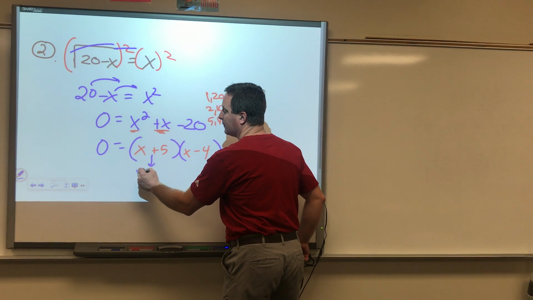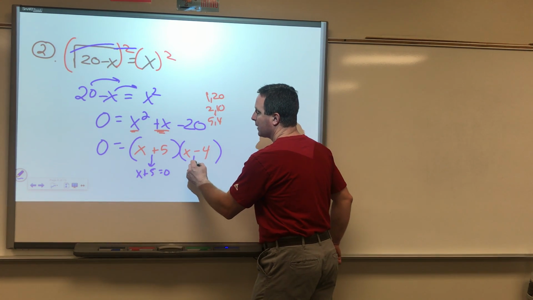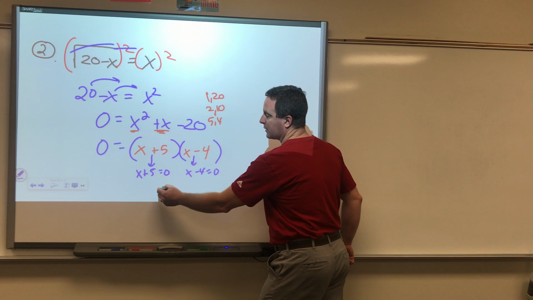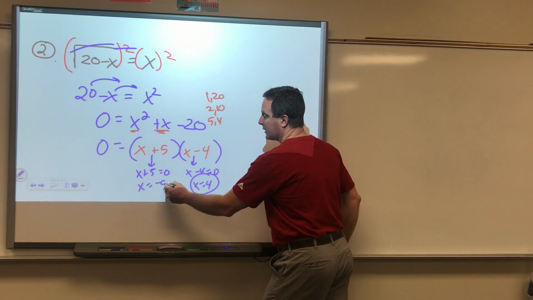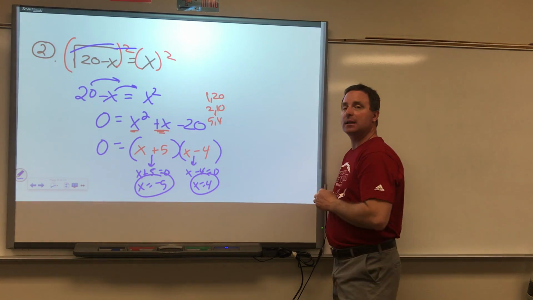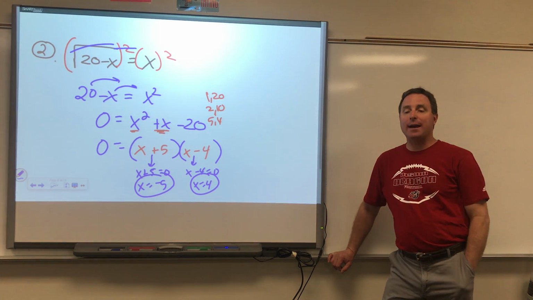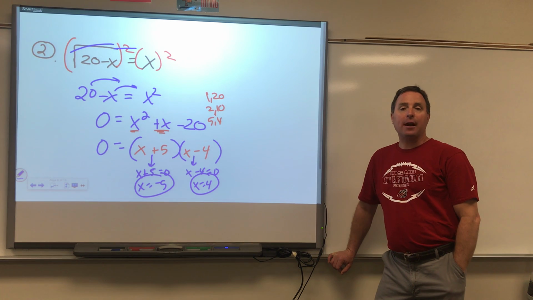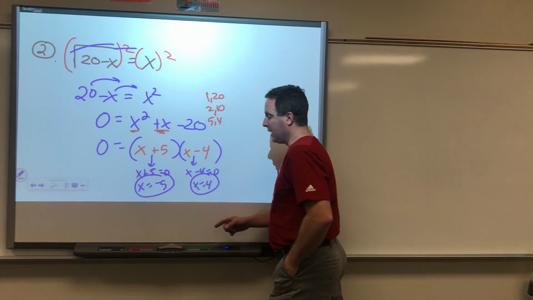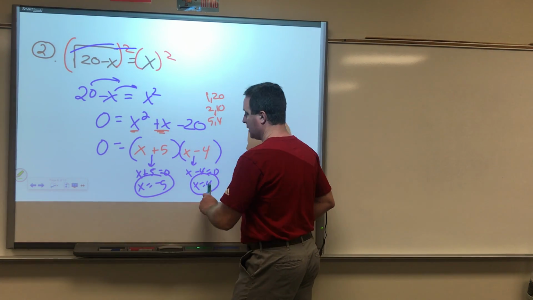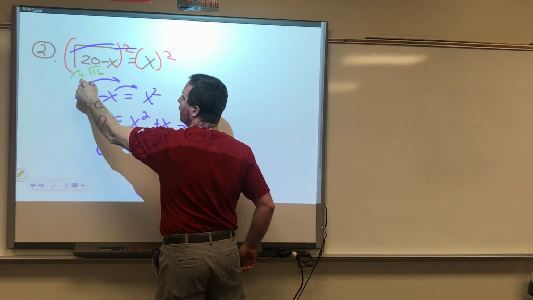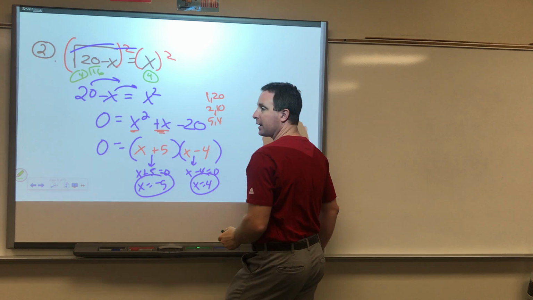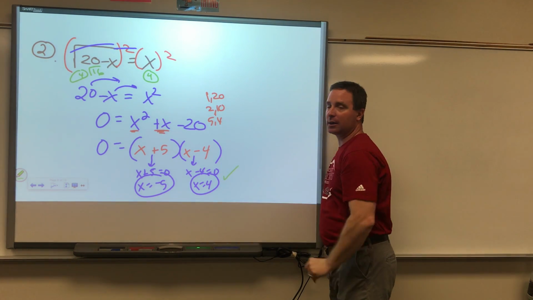And then if I solve it, x plus 5 equals 0, x minus 4 equals 0. X could equal negative 5, and it looks like x could equal positive 4. So again, it tentatively looks like it has two answers. I'm going to try the 4 first. If I plug in a 4, 20 minus 4 is 16. The square root of 16 is 4. Does 4 equal 4? Yep, it works.